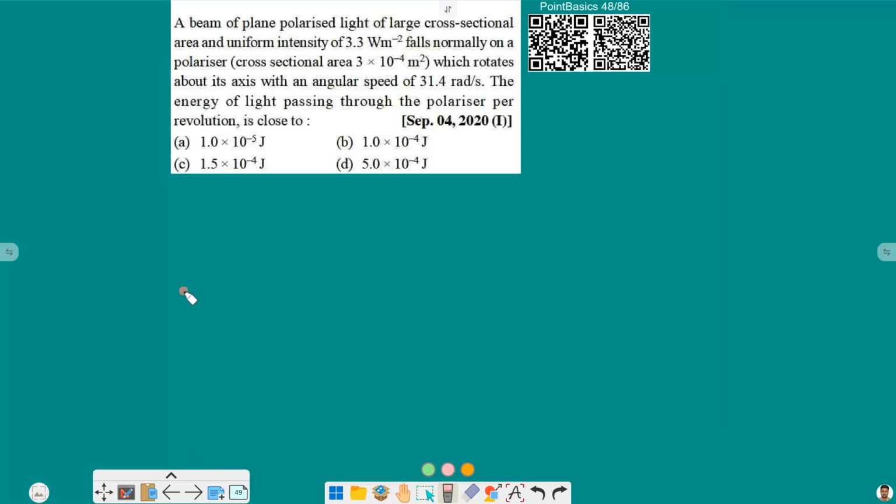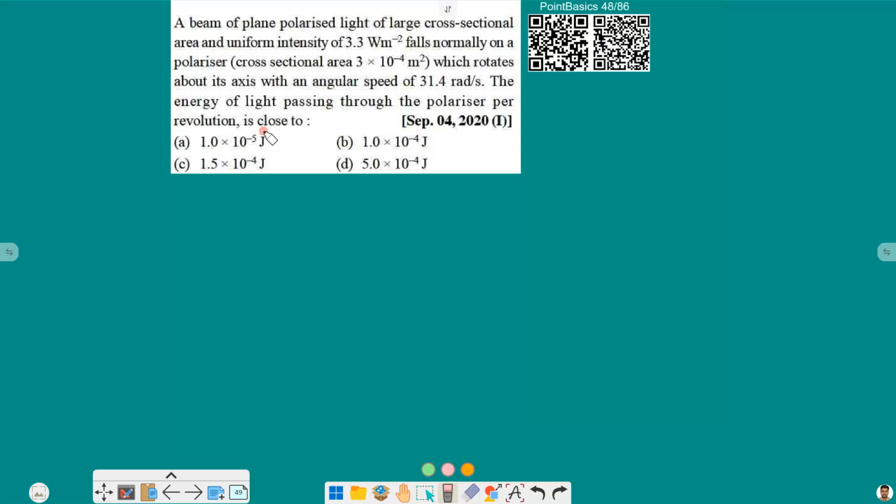So here, a beam of plane polarized light of large cross-sectional area and uniform intensity 3.3 watt per meter square falls normally on a polarizer. Cross-section area is given, which rotates about its axis with angular speed given. The energy of the light passing through the polarizer per revolution is close to. So we have to find out the energy.